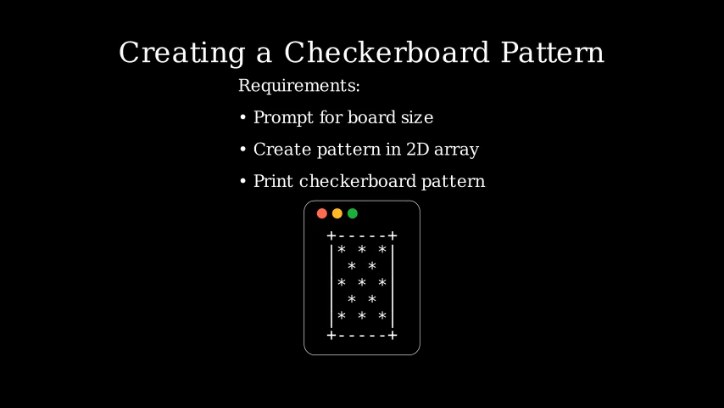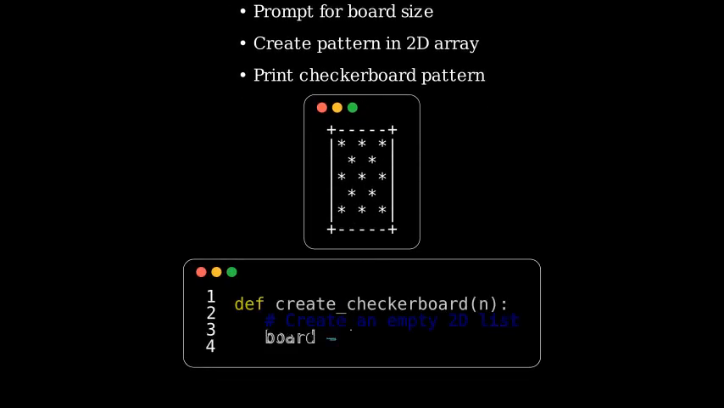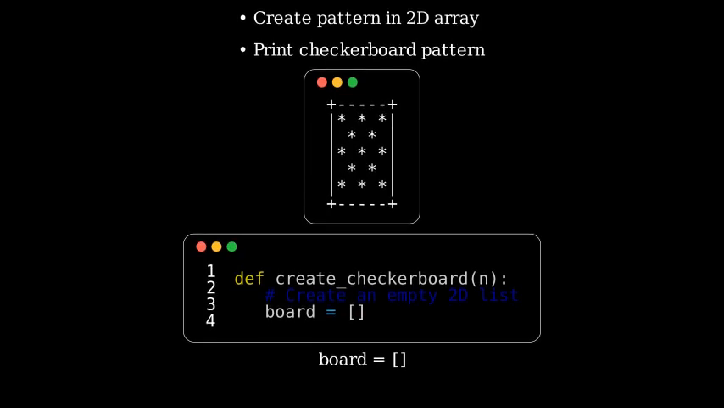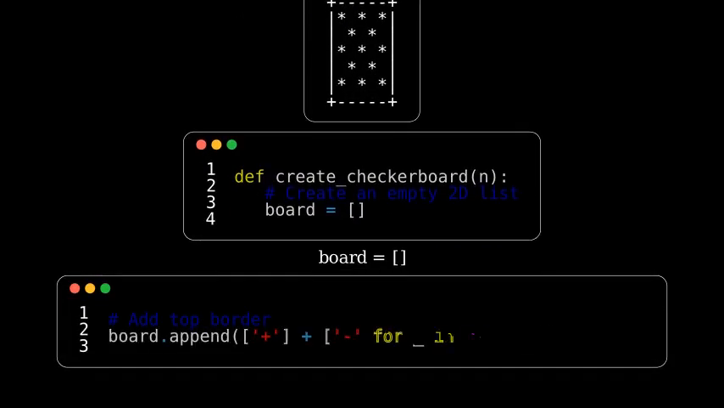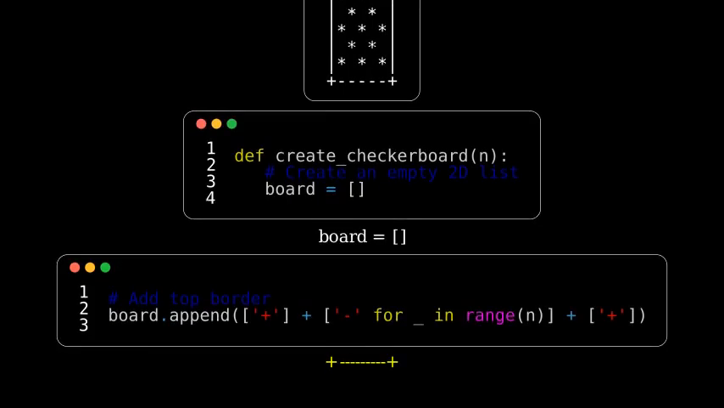Let's create our Python function. We'll define a function called create_checkerboard that takes the size n as a parameter. First, we'll create an empty 2D list to store our board. Next, we'll create the top border of our checkerboard. We append a list starting with a plus sign, followed by n dashes, and ending with another plus sign.